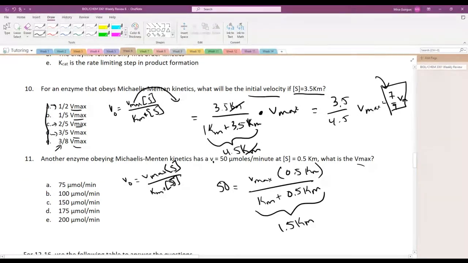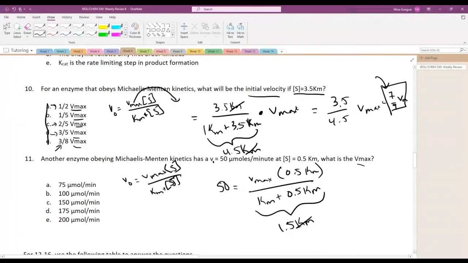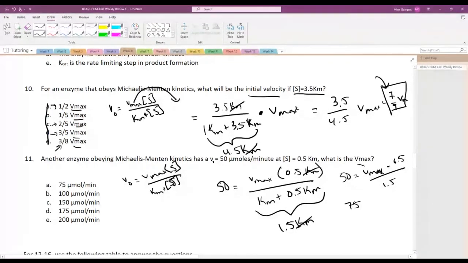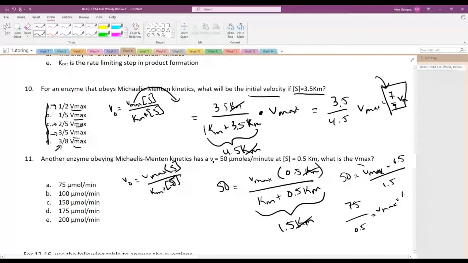You have something times Km at the bottom, something times Km at the top. Something times Km over something Km. You can cancel the Ks, and you're left with 50 equals the Vmax times 0.5 over 1.5. So when we multiply over, we get 75 over 0.5 equals Vmax. In other words, we get 150. So the answer to this one is C, and that's just a quick, easy manipulation of the equation.